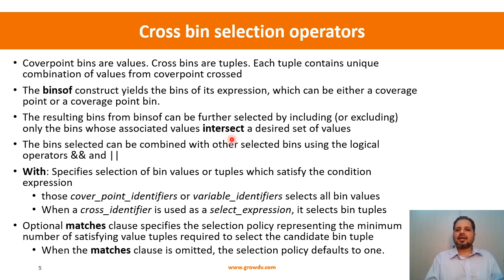And then next, there is another operator called intersect. What you do is, with the resulting bins from bins of, you do further selection, which can be either inclusion or exclusion, with some values which you define using intersect. So you have gotten a set of values. When you take bins of a particular cover point or a bin, you got a certain set of values. Now you want to either select some values from that, or remove some values from that, and you can accomplish that using intersect. You can say these values intersecting with another set of values gives you the ability to pick only a subset of values from that. If you want negation, of course you can negate it, right? Use the negation operator and you can negate it.